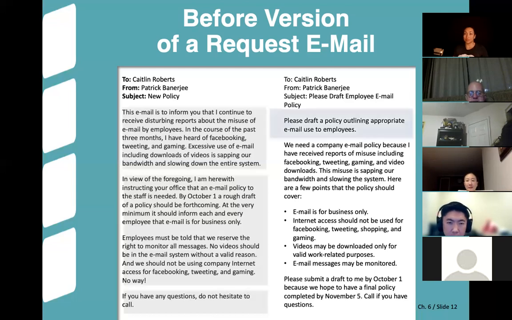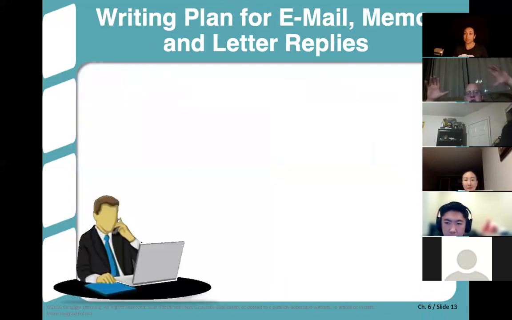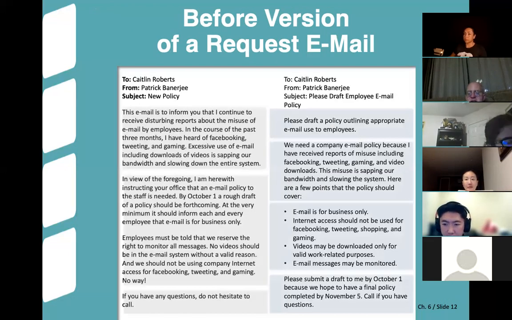Okay. All righty. So we have a writing plan for an email, a memo, and letter replies. We've always got to have, we start with the opening, and then we have the body, and then we have the closure. So if I go back to this for a second, my opening is please draft a policy. My body are the following two sections. And then my closure is please submit a draft to me by, and all of those lines there. So opening, body, closure.